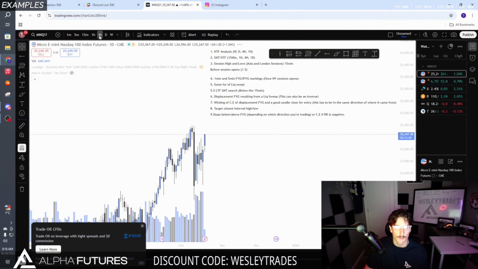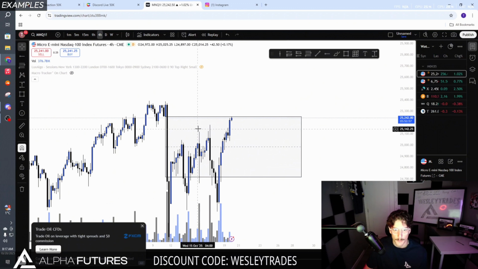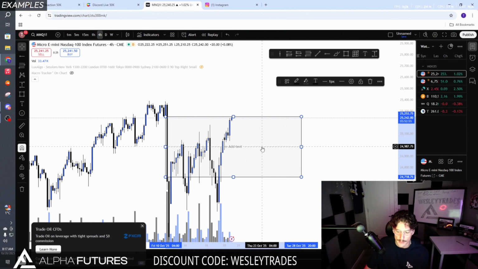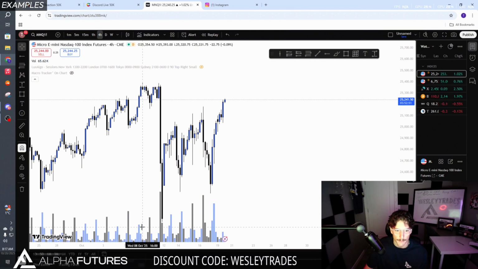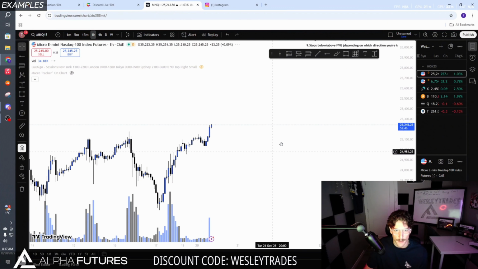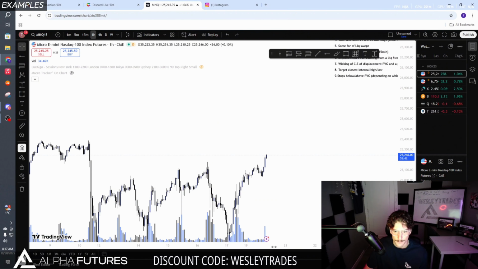Let's take a look at the 4 hour now. I would maybe mark out this imbalance that we see on the 4 hour. We're beating the shit out of it. Beautiful. Love to see that. I have a bullish bias today. That's what I would be looking at. I would have a bullish high time frame bias right now, and then I would just check the 1 hour for confirmation.